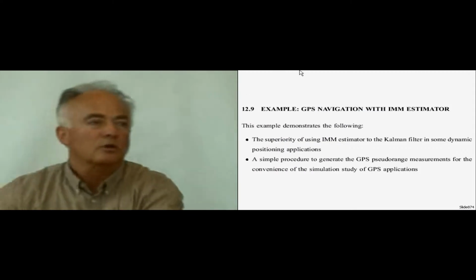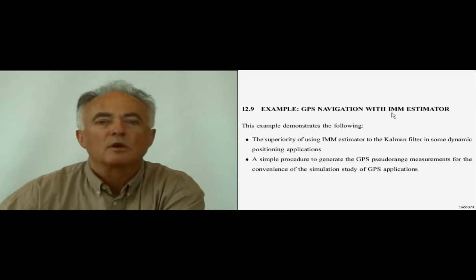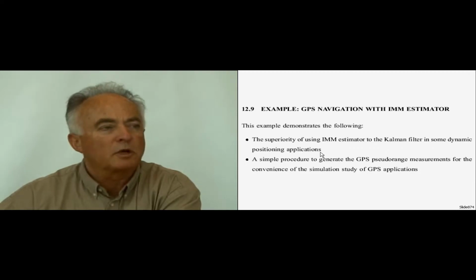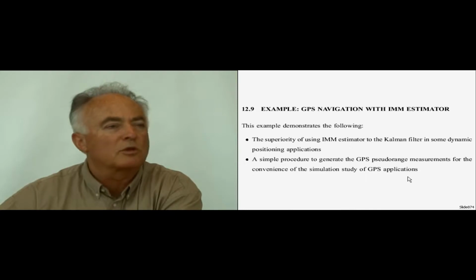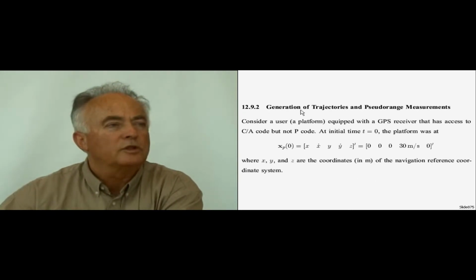In this lecture, we'll show that one can use an IMM estimator, and in some cases, it can be shown to be superior to a Kalman filter for GPS navigation applications. So there are some dynamic positioning applications where we are going to show this, and in order to do it, a simple procedure to generate the GPS pseudo measurements was also developed.